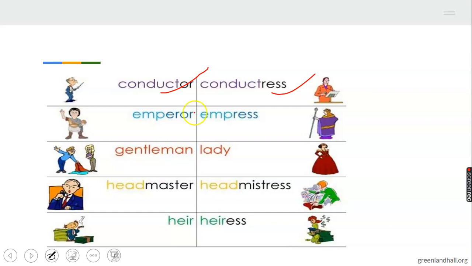We have the emperor, then we have the empress. These are rulers. Okay. We have gentleman, lady, headmaster, headmistress, heiress. Headmaster and headmistress work in schools. They direct the teachers. Then we have heir. Heir is someone who will inherit the property of a family member. Then we have heiress, a woman who will inherit the property of a family.